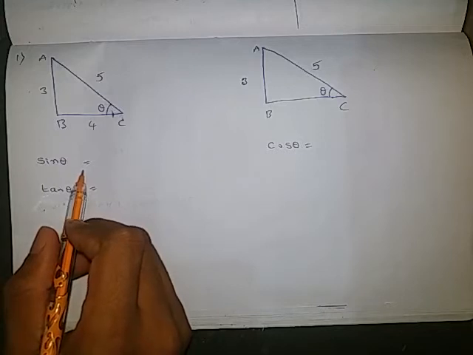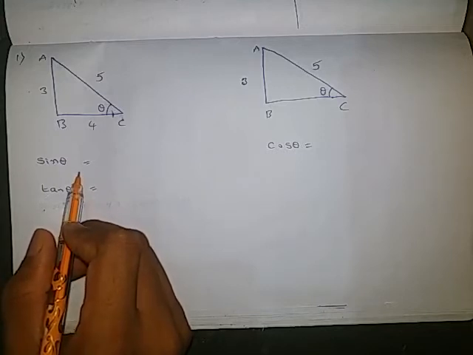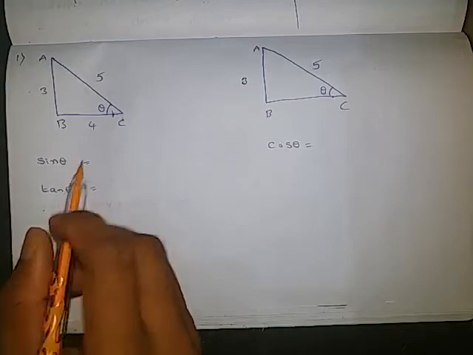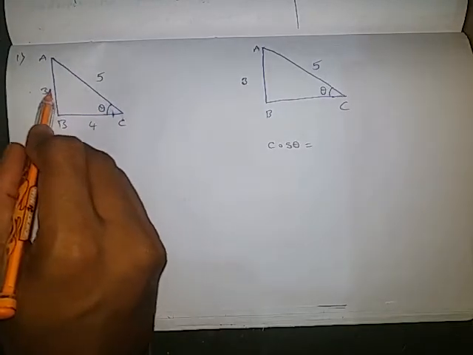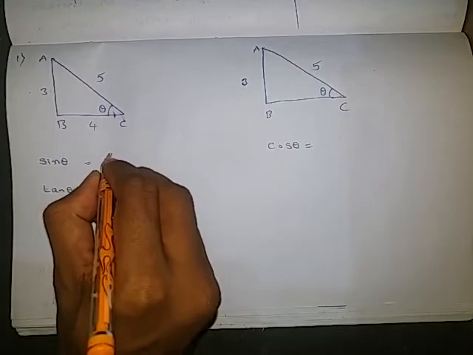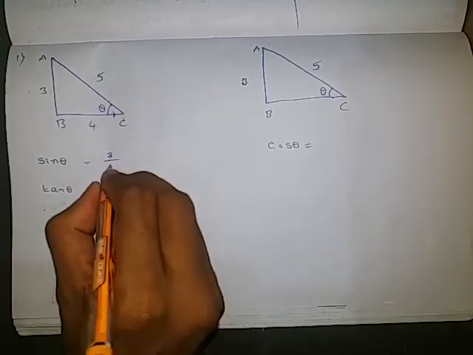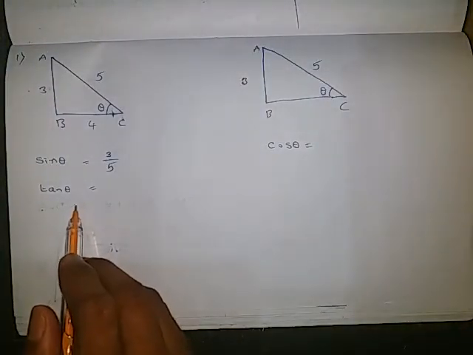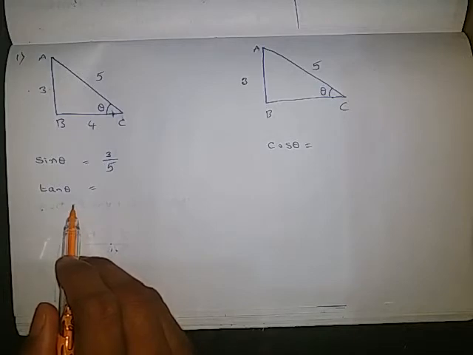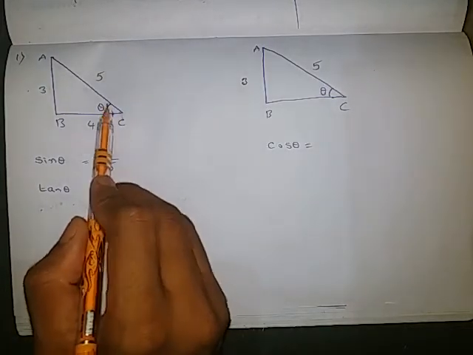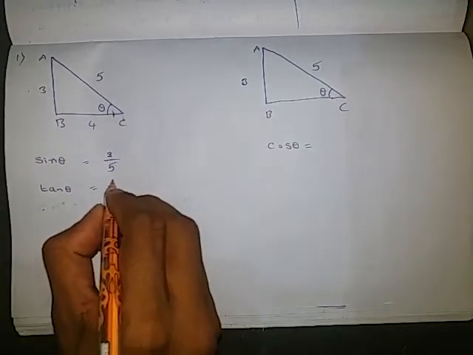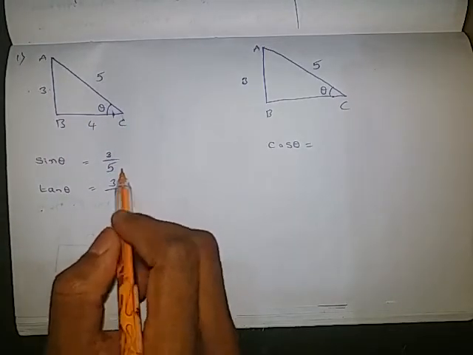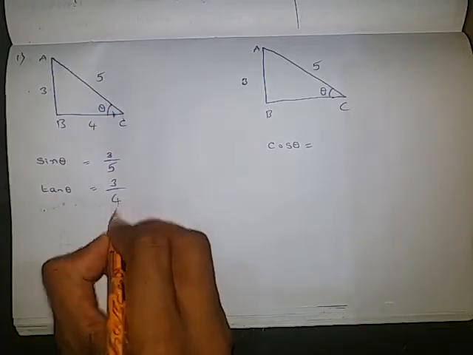Sine is nothing but opposite by hypotenuse. Particularly we are discussing about the theta. So for theta the opposite is 3 divided by hypotenuse is 5. So the answer is 3 by 5. Next, what is tan theta? Tan is nothing but opposite by adjacent. So here we are speaking about theta. For theta opposite is 3 divided by adjacent. For theta adjacent is 4. So tan theta value is 3 by 4.